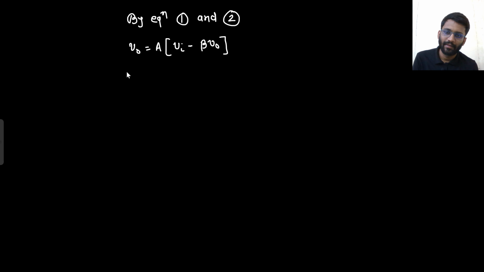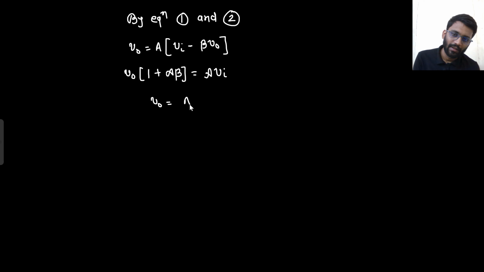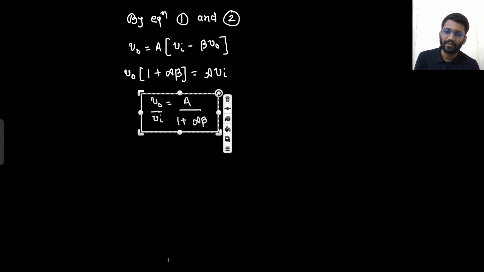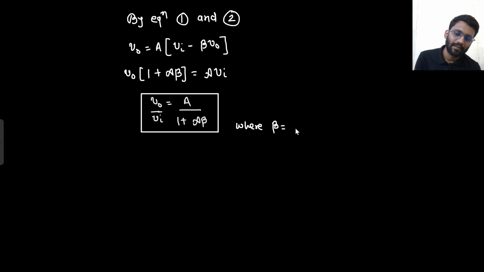So what will you get? V naught into 1 plus A beta equals A V in. So V naught would be A upon 1 plus A beta times V in. V naught by V in would be this. And what is beta here? Beta is R upon R plus RF, right? So this is the gain.